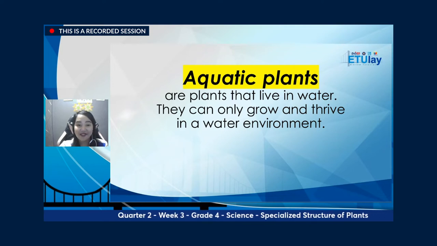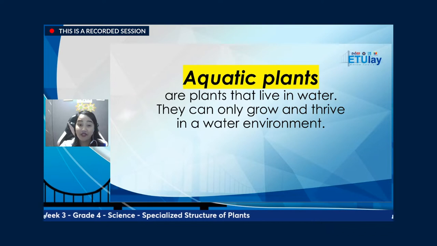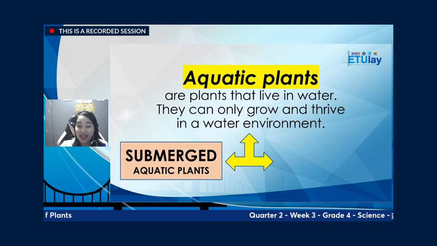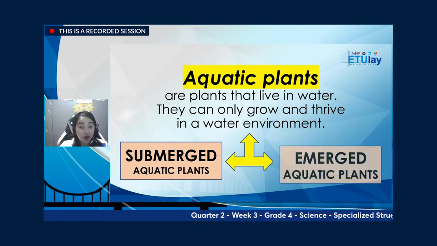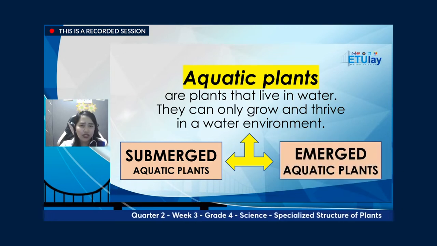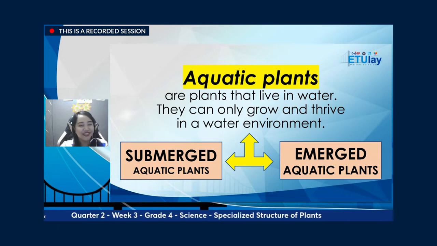Aquatic plants are plants that live in water, and they can only grow and thrive in a water environment. And they can be grouped into submerged aquatic plants and emerged aquatic plants. But what is the difference between the two?